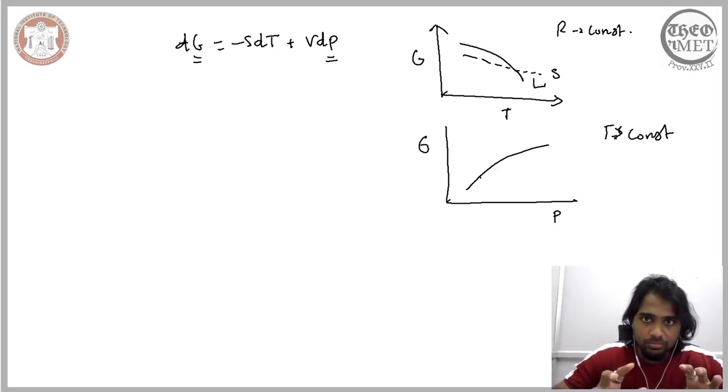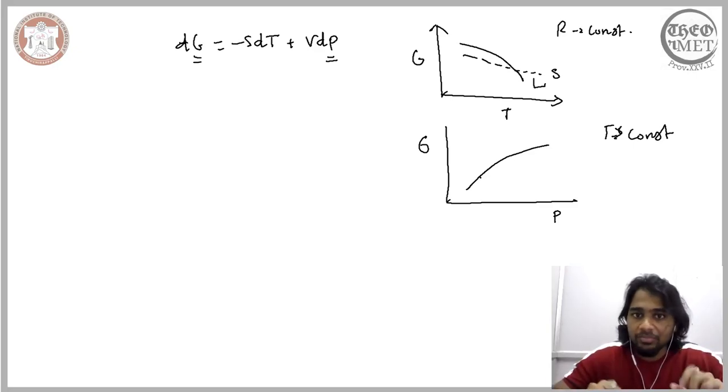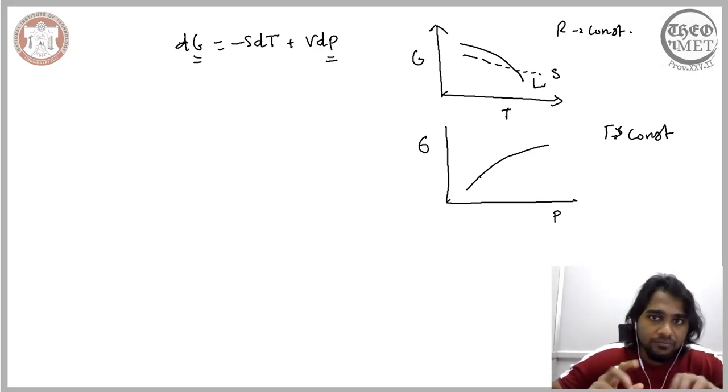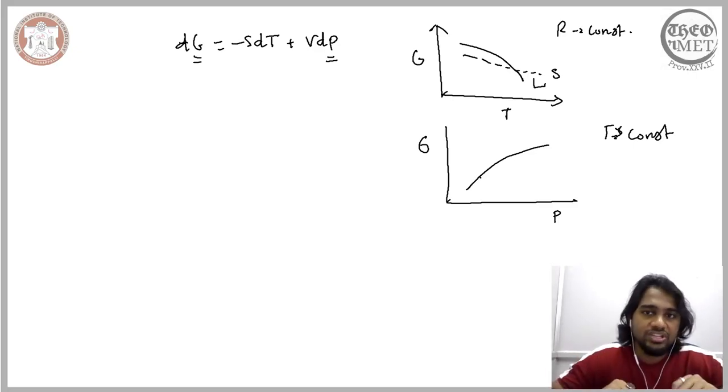So therefore, we need to have two different slopes, like we had for the curve that represented the change in the Gibbs free energy with respect to temperature. We need to have two different slopes for the two different states of the material.